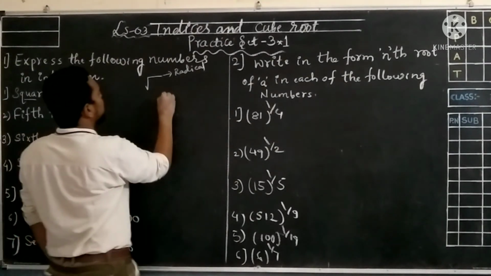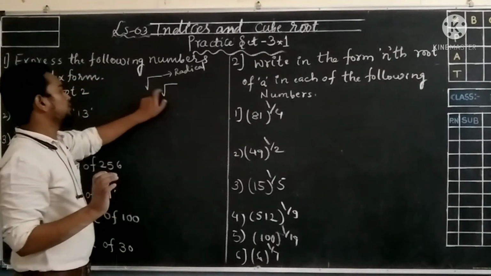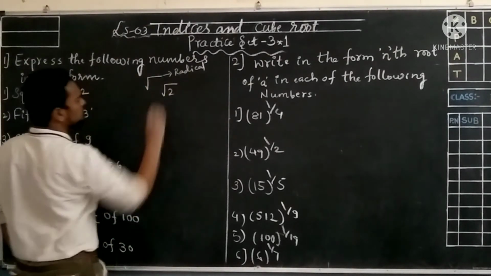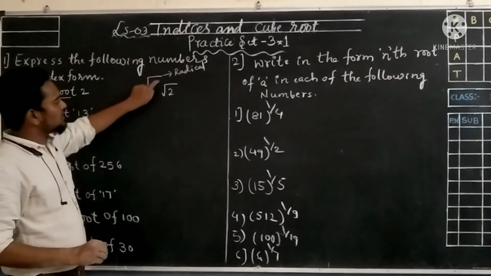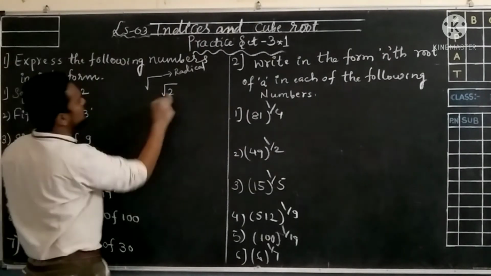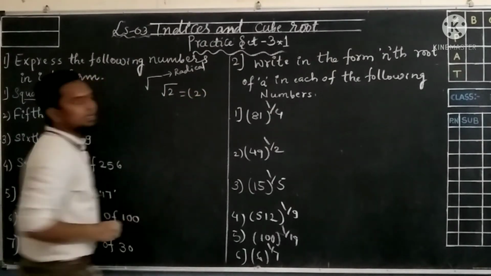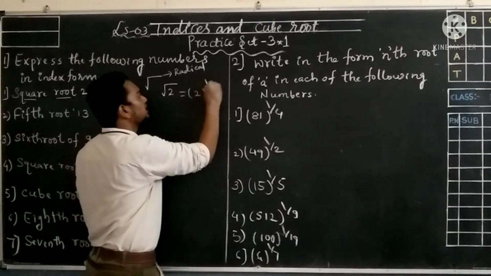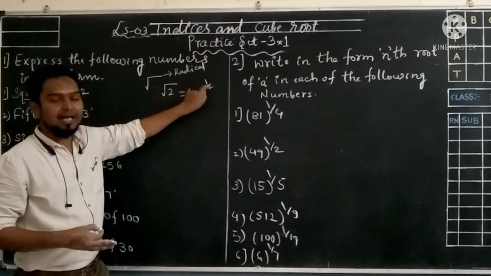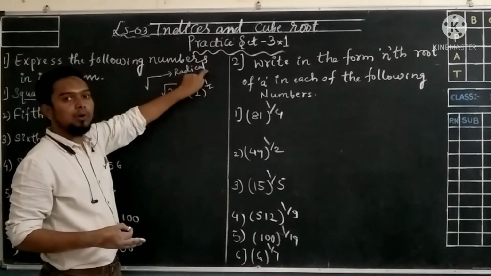Square root means here their power is 2. Now we write 2. This sign is considered as radical. Root 2 means square root 2. Root 2 is equal to 2 to the power 1 upon 2. This root is converted into 1 upon 2 in index form. Root 2 we will write in this form, 1 upon 2.